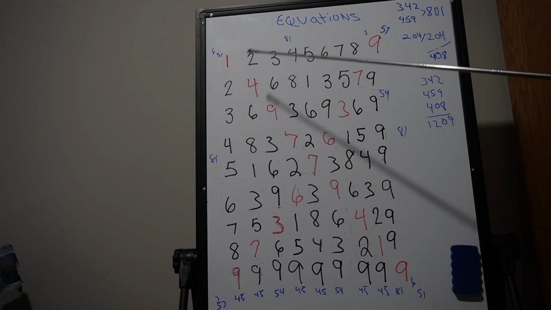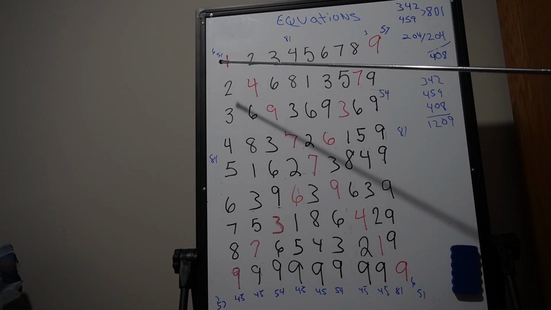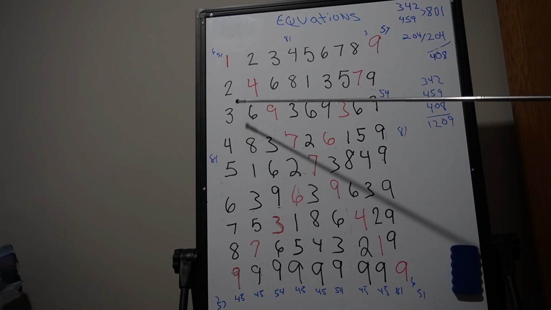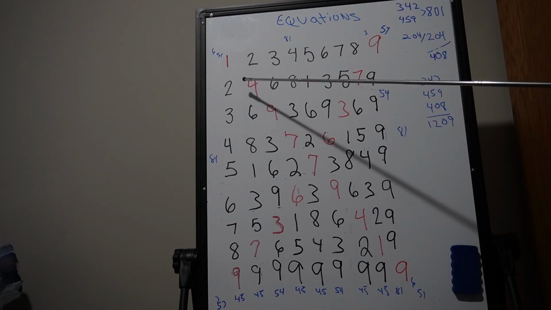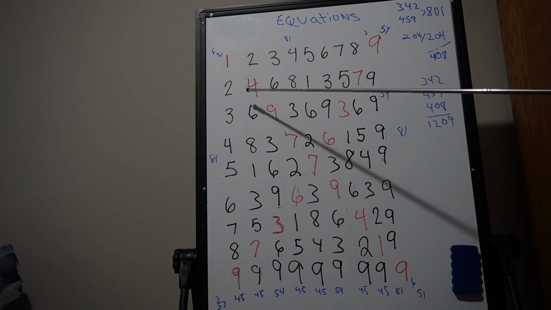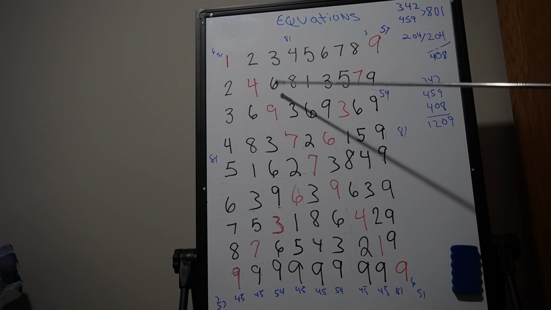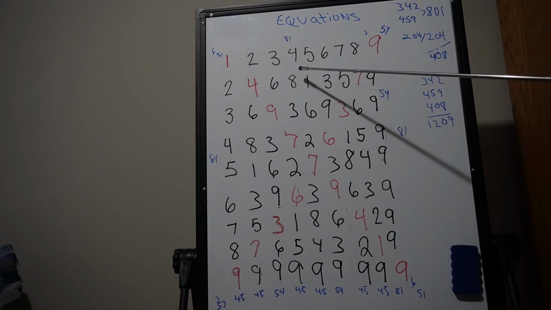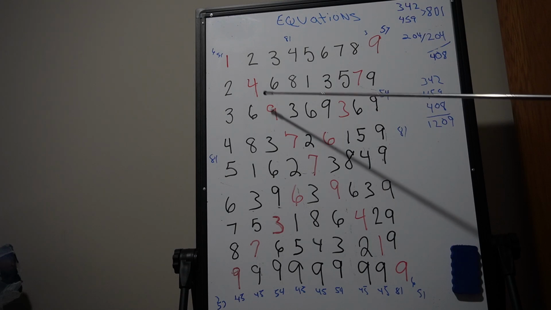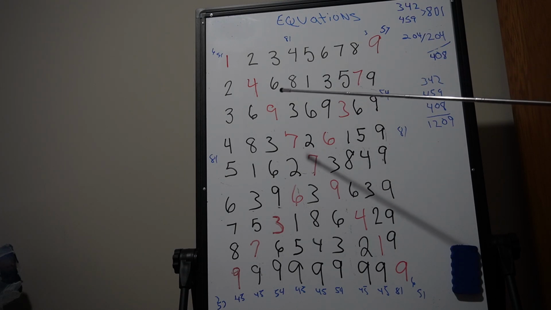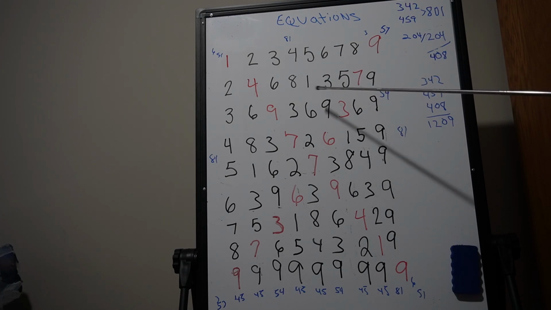So for instance, let's just do 2 right quick. 2 times 1 is 2. 2 times 2 is 4. 2 times 3 is 6. 2 times 4 is 8. 2 times 5 is 10. You break 10 down, that's 1. 2 times 6 is 12. You break that down, that's 3.